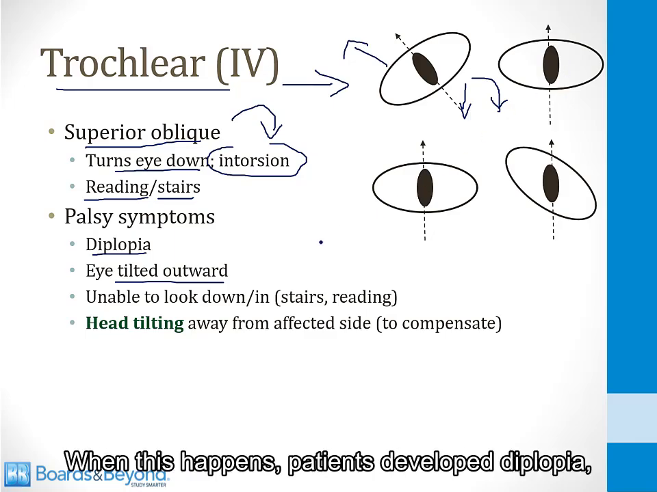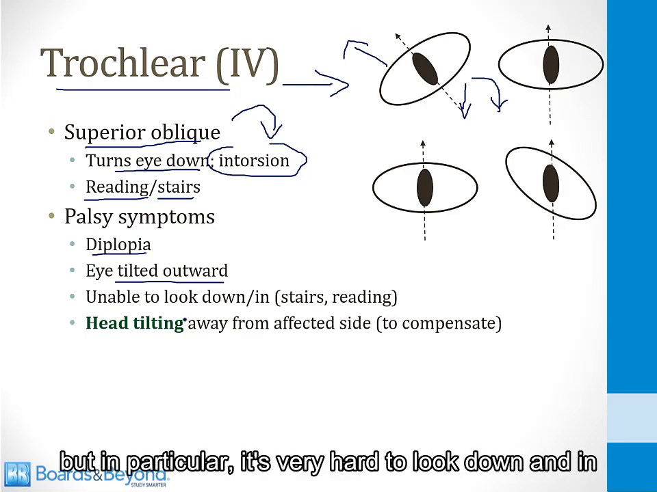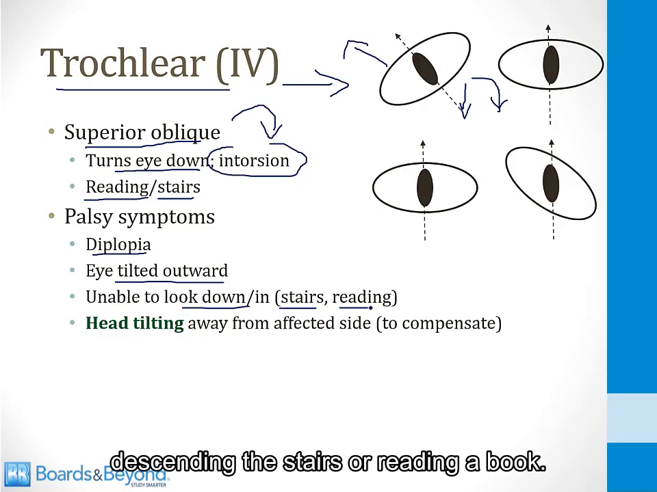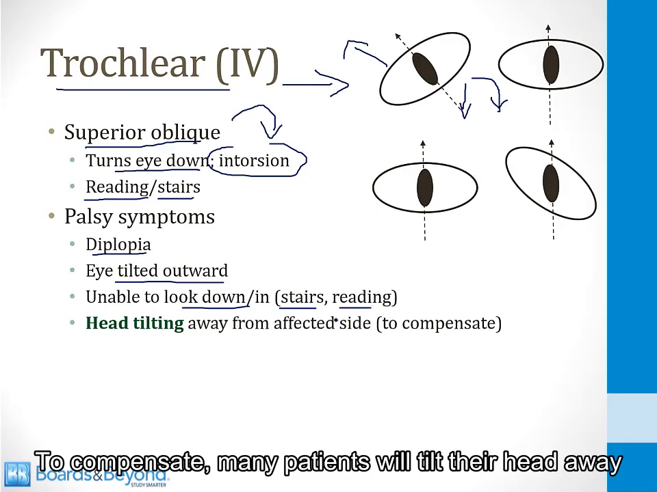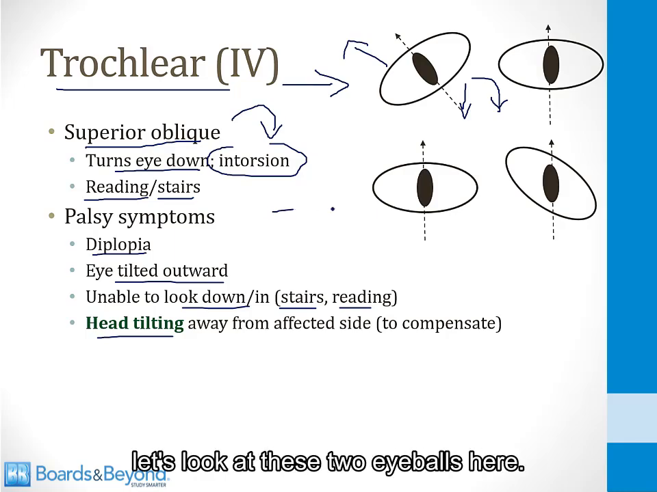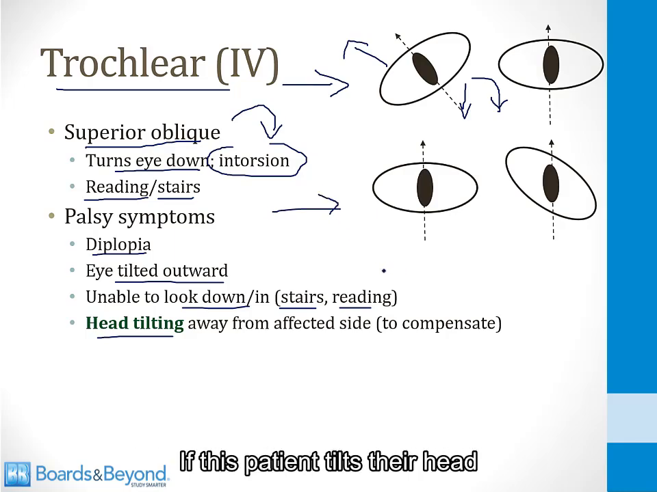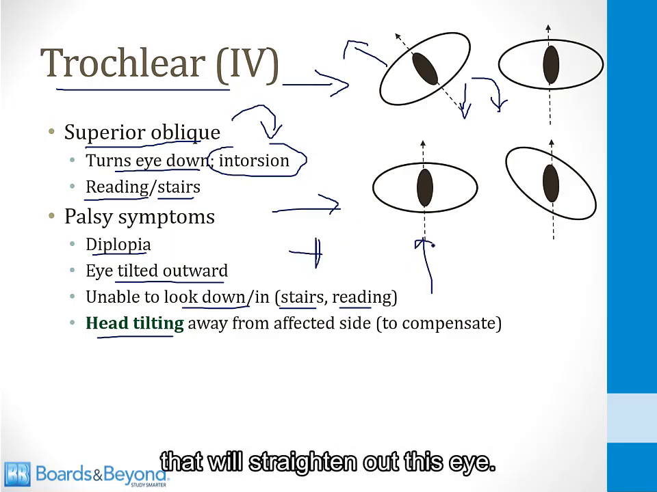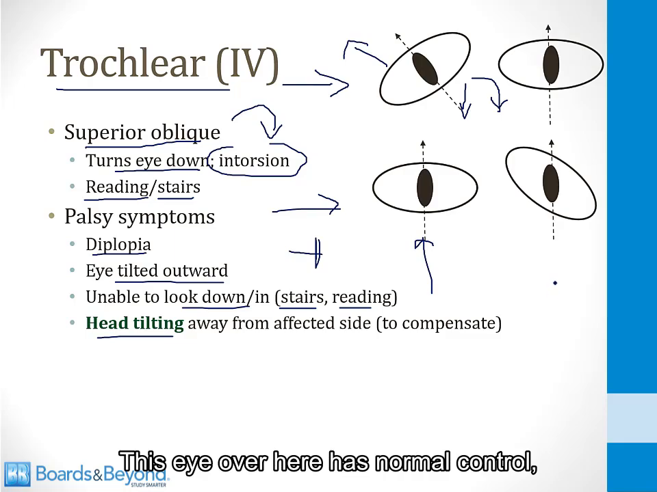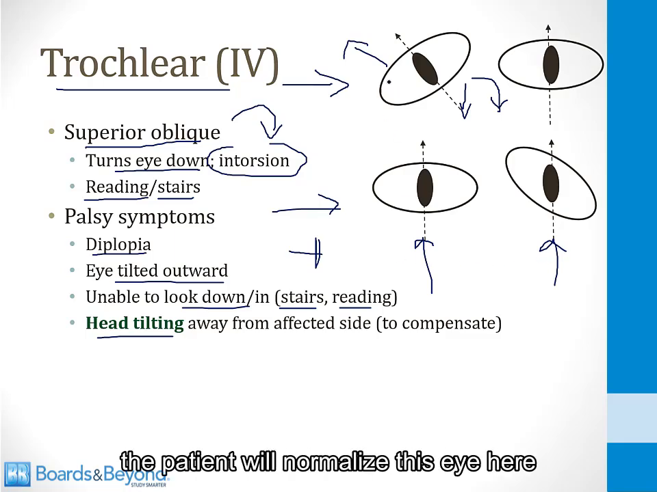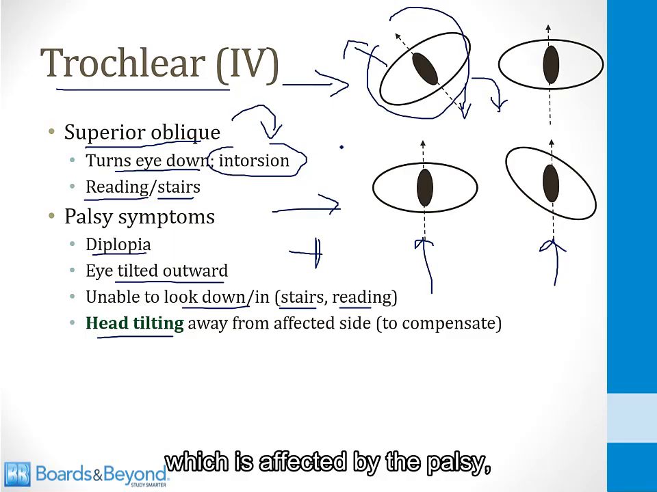When this happens, patients develop diplopia, but in particular, it's very hard to look down and in for things, like I said before, descending the stairs or reading a book. To compensate, many patients will tilt their head away from the affected side. So to understand this, let's look at these two eyeballs here. If this patient tilts their head away from the affected side, which is over here, that will straighten out this eye. This eye over here has normal control, so it can modify itself to be straight, and therefore by tilting the head, the patient will normalize this eye here, which is affected by the palsy, and the diplopia will improve.